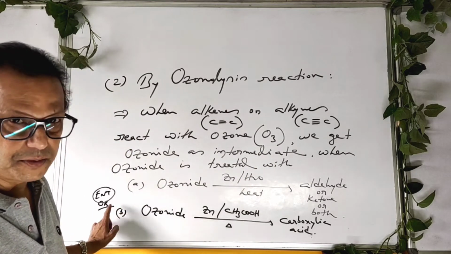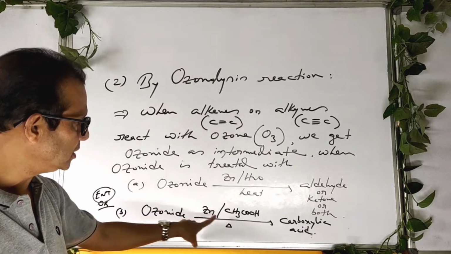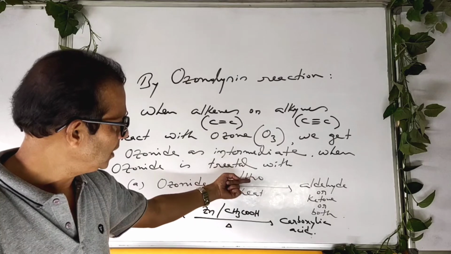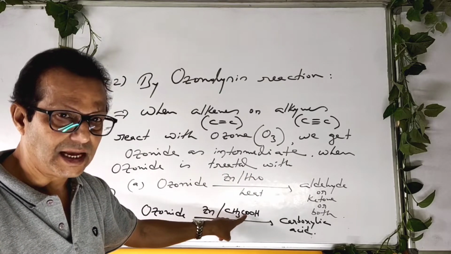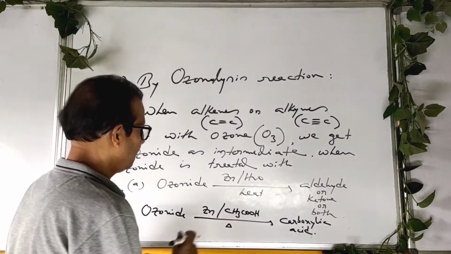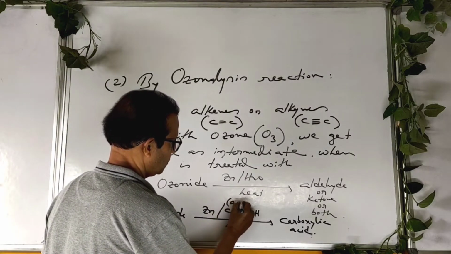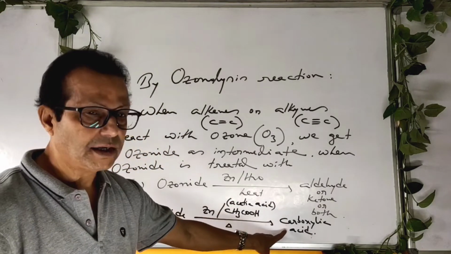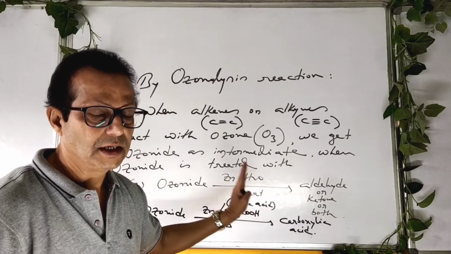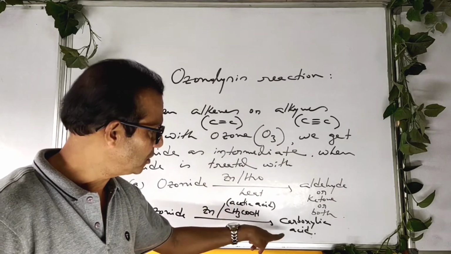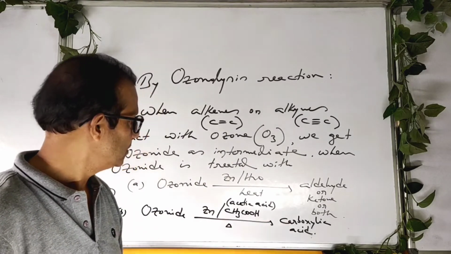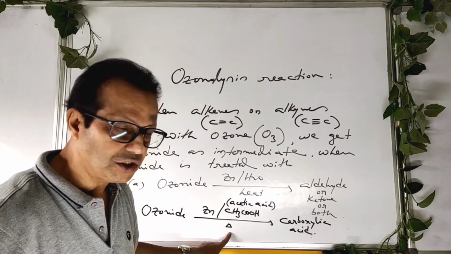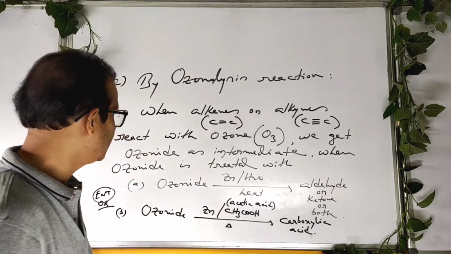Another reaction, that's for entrance: when ozonide is heated with zinc and acetic acid. Instead of water, use acetic acid. You get carboxylic acid, meaning the aldehyde further undergoes oxidation to carboxylic acid. So this is reductive ozonolysis, this is oxidative ozonolysis. Remember it.